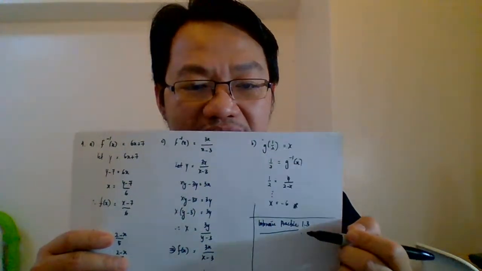This is now intensive practice 1.3. This is the last topic for tonight. We try to finish it. How many questions are there? This is all about inverse functions. It's all just about inverse, so don't worry. It's not the revision for the whole chapter, but focus more on inverse only. Look at the questions here. We have 8 questions.